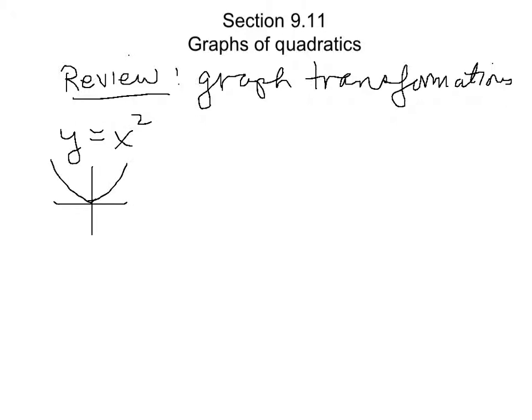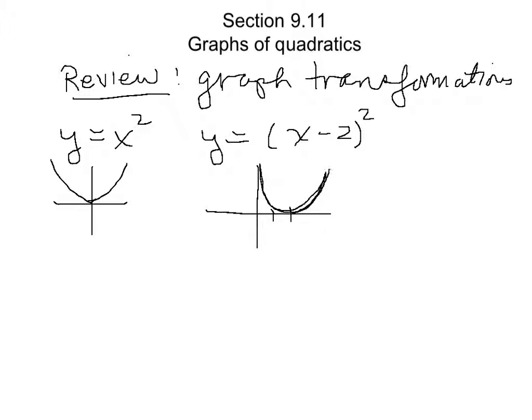That looks like this. Y equals x minus 2 squared is the same graph, except it's moved 2 to the right. Think about it. When x is 2, y is 0. How about this? Y equals x squared plus 1. Okay, so that just takes the regular x squared graph and adds 1 to it.